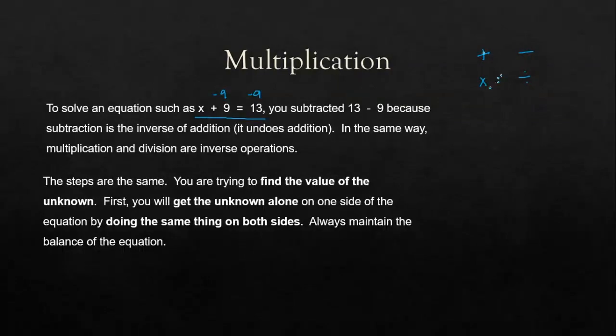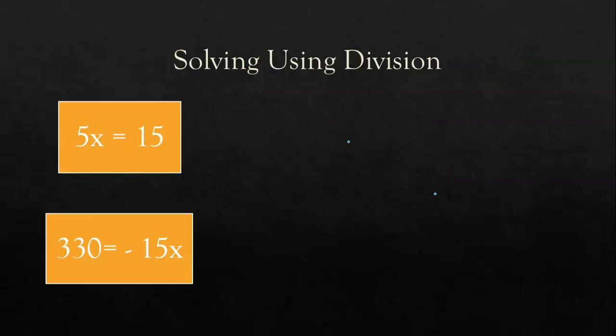Subtraction won't undo multiplication, addition won't undo division. These have to go together. They're the opposites of one another. So the steps are the exact same. We're trying to find the unknown, in some cases x, and we need to get it alone on one side of the equation. We can do this using multiplication or division as well. It just depends what's happening to x. And we always have to remember whatever we do to one side, we also have to do to the other side. Okay, so let's start with division.